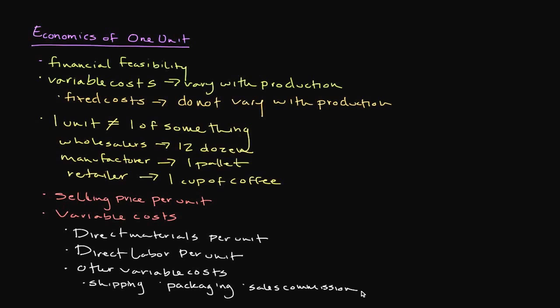So this is what we're going to need. When we get through all this, we're going to figure out what our gross profit per unit is, or gross profit margin per unit, and we're also going to figure out what our contribution margin per unit is utilizing these pieces of information. Okay, so hopefully that at least clarifies a little bit about what the economics of 1 unit analysis is.